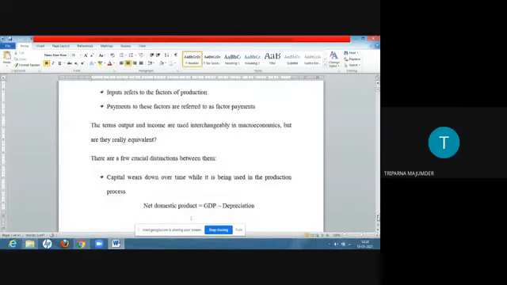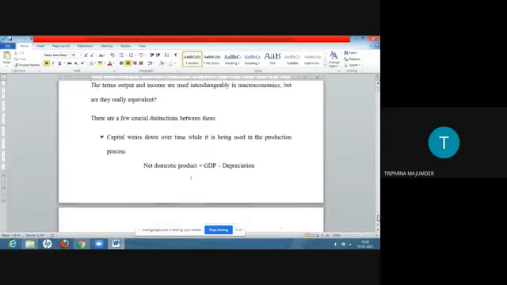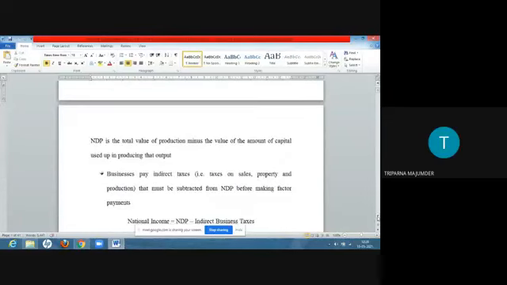Firstly, in the production process, we use capital. Capital wears down over time while it is being used in the production process. So from GDP, we deduct the value of depreciation to get net domestic product. But net domestic product is not national income. To get national income, what do we have to do? From net domestic product, we have to subtract the value of taxes paid by the businesses.